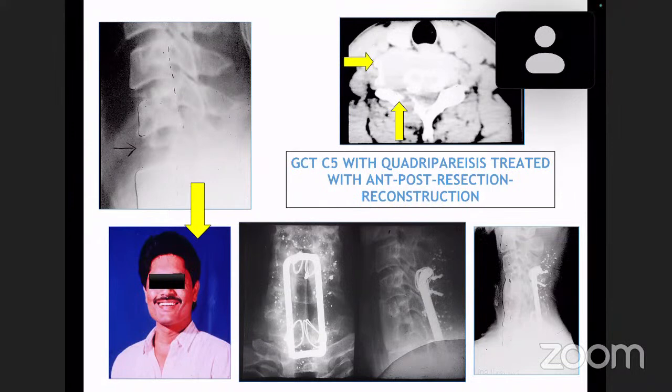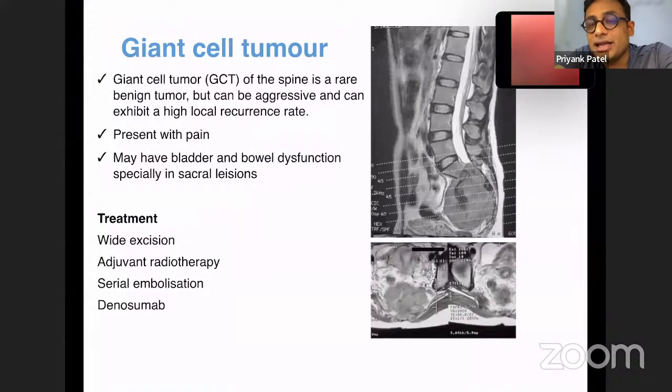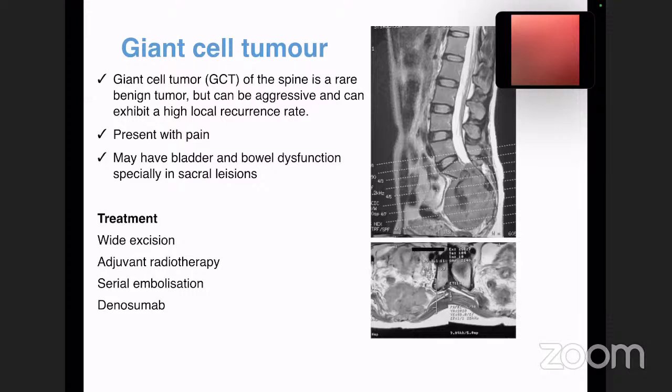Sir, how will you manage the recurrences in GCT? In the last slide you had discussed that it is a benign type of tumor in L5. But when the recurrence occurs, do you have to take aggressive steps?